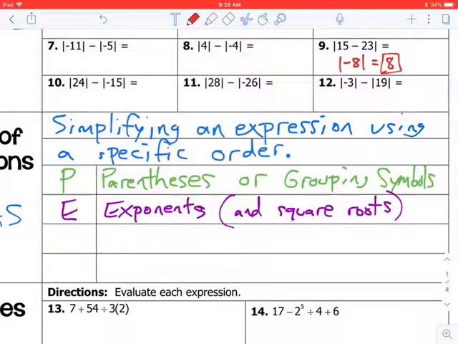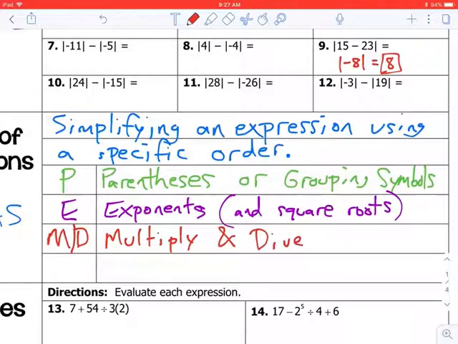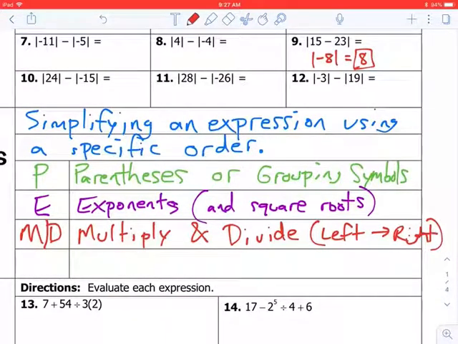Alrighty. And next we have M and D. Now, multiplication, just because it says MD doesn't mean multiplication has to be first. Whatever comes first in the problem is what you take care of. So multiplication, or multiply, and divide. And that's always from left to right, just like we read. You always go from left to right.